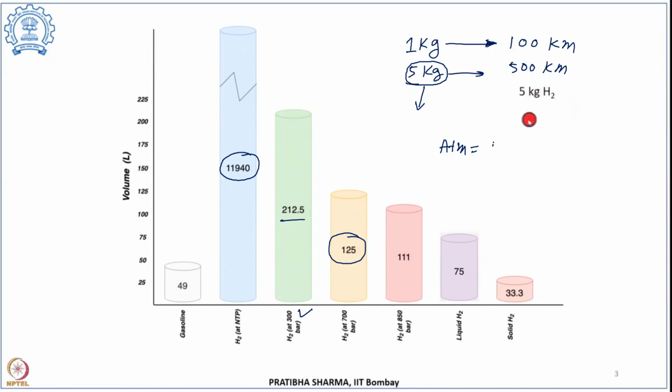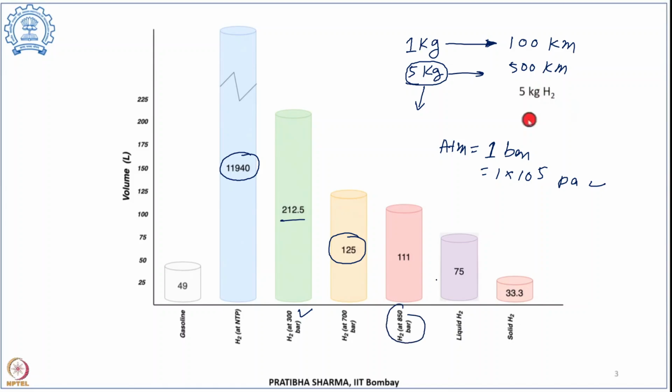1.01325 bar. Almost 1 bar. Okay, 1 bar means 1 into 10 to the power 5 Pascal. This is an SI unit. Can you imagine that 1 bar pressure? You are sitting in your home under a pressure of 1 bar. Can you imagine that?